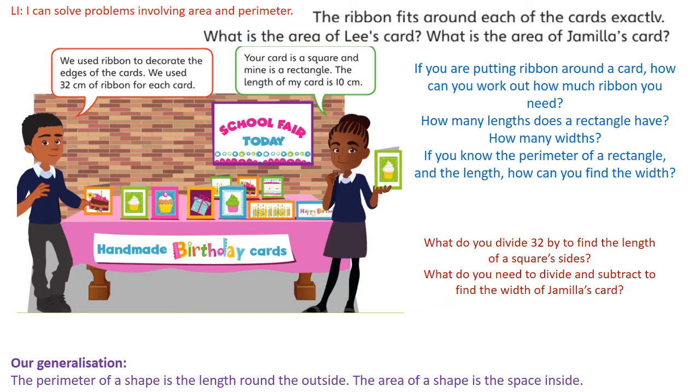Well, the first thing we have to do is remember what we learned yesterday. The area of a shape is the space inside it, the space it takes up, whereas the perimeter of the shape is the distance around the outside. So the perimeter of all the cards is 32 centimetres.